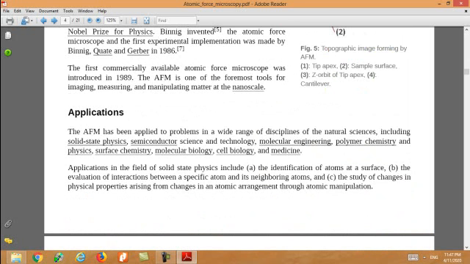Applications. AFM has been applied to problems in a wide range of disciplines of the natural sciences, including solid-state physics, semiconductor science and technology, molecular engineering, polymer chemistry and physics, and surface chemistry, including all conductive and non-conductive materials and biological samples also. We can discuss the applications of AFM in the next video.